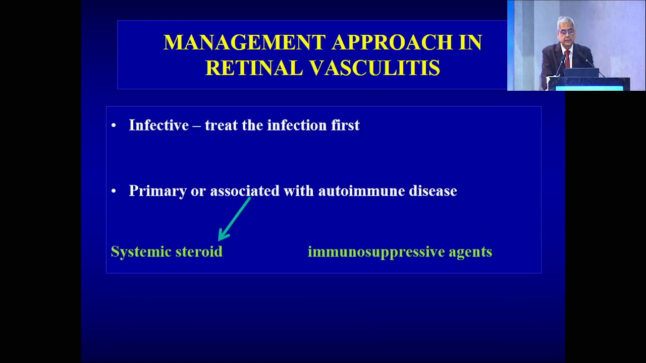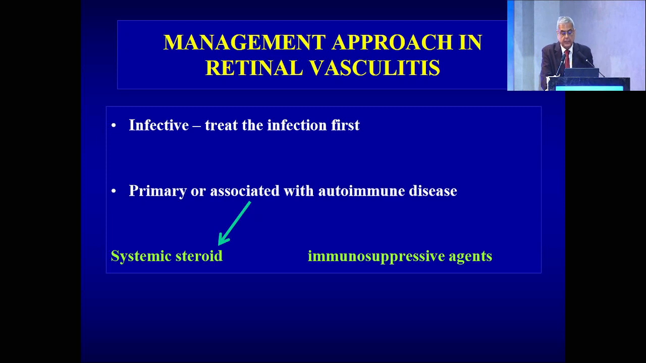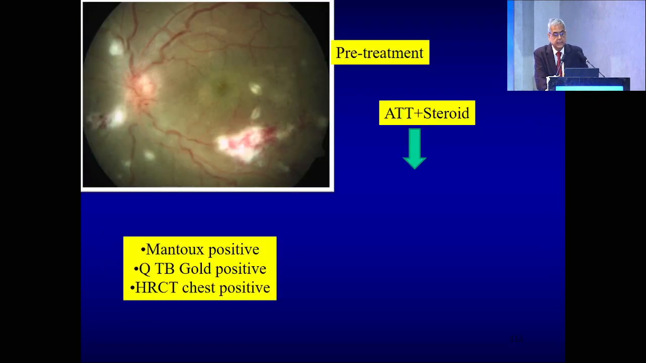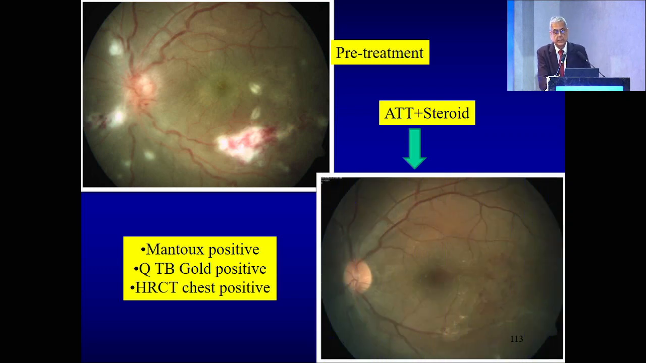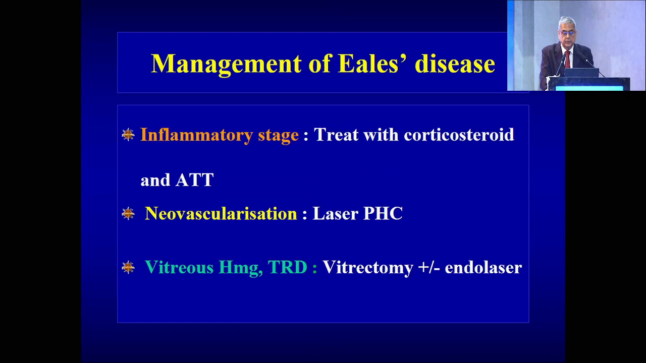Management of retinal vasculitis: treat the infection first; if primarily associated with autoimmune disease, systemic steroid is the first line of treatment, and if not responding, immunosuppressives or biologics. And this is a case of retinal vasculitis in a patient who is Mantoux positive, molecular test positive, and IGRA test positive, and it responded to ATT and steroid immediately with complete resolution of the inflammation. In management of the inflammatory stages, we advocate treatment with corticosteroids and ATT. For neovascularization, laser photocoagulation directed to the neovascular fronds or neovascular areas, and for neovascularization with tractional detachment, vitrectomy with endolaser.